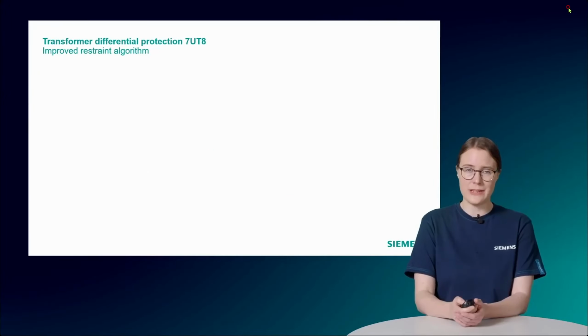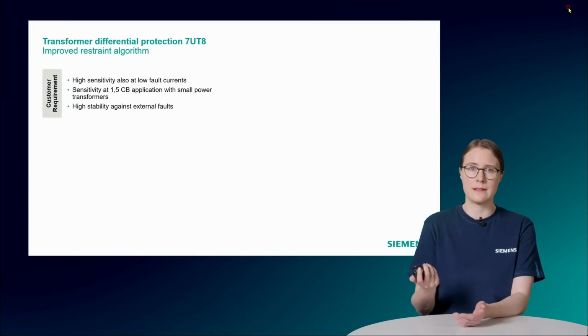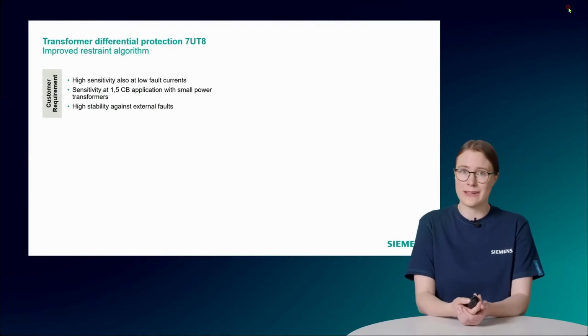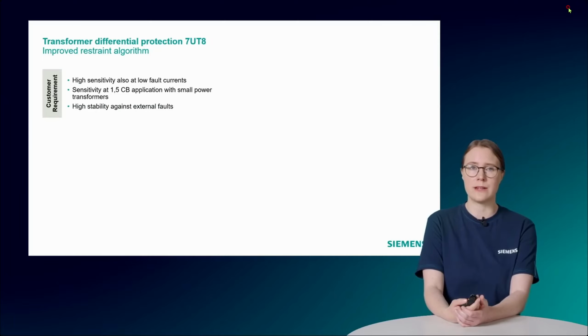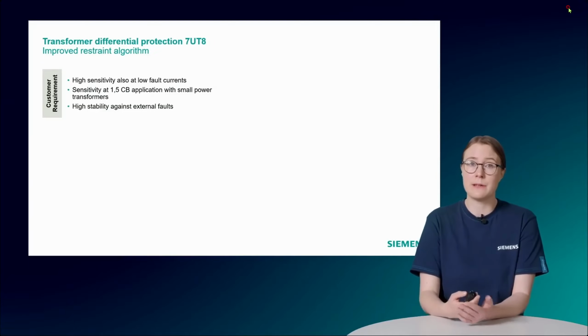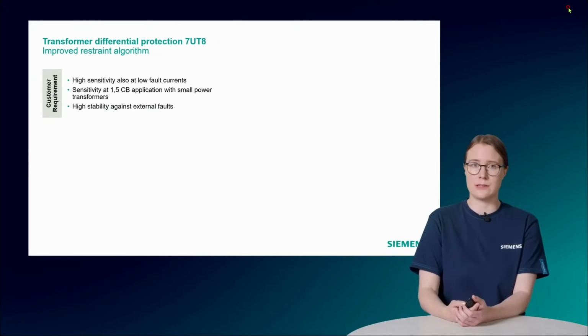The next change I want to mention here is the improved restraint algorithm. Compared to CPROTEC 4, we changed the way of calculating the restraint current. Again, what is the customer requirement? The customer requirement is, on the one hand, to have a high sensitivity to low fault currents and to be sensitive also when it comes to circuit breaker and a half applications, but on the other hand, to have a high stability against external faults.